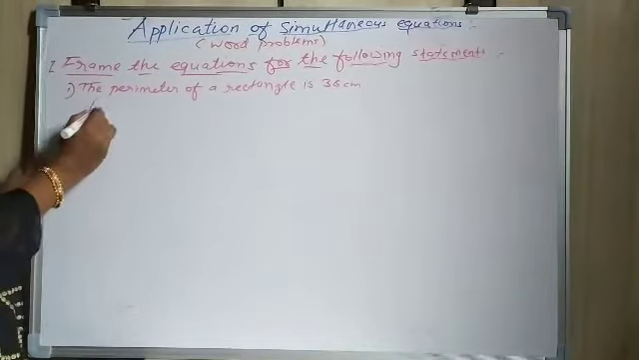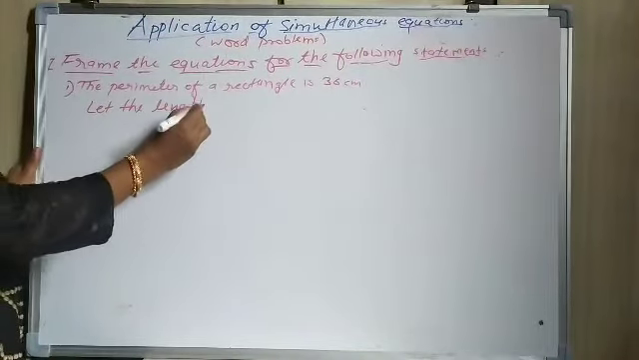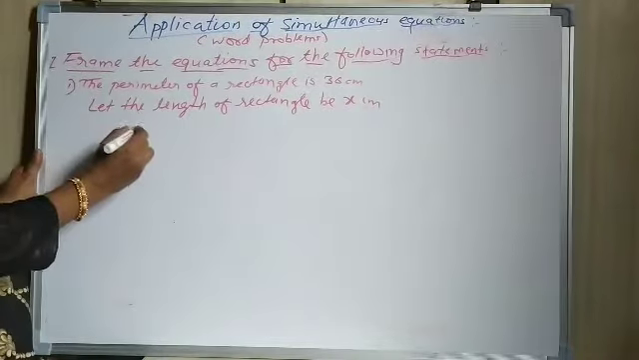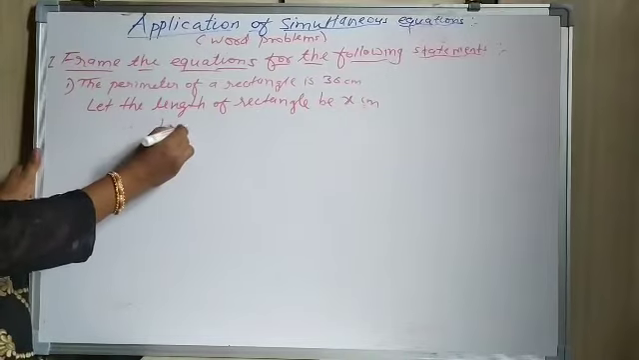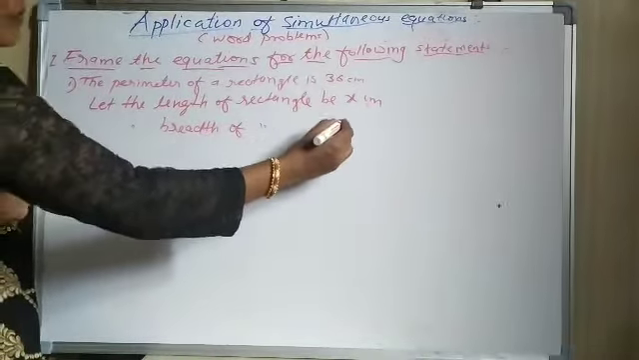So we will take, let the length of the rectangle be x centimeter and let the breadth of the rectangle be y centimeter. Now the perimeter of a rectangle formula you know. Perimeter of a rectangle formula is 2 in bracket L plus B.